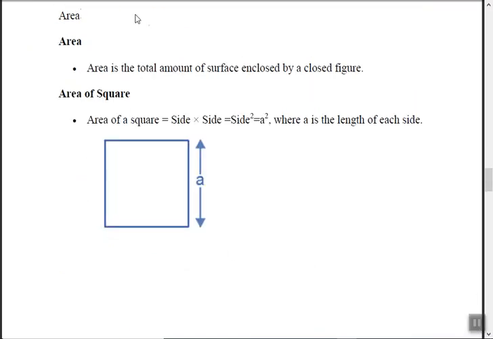Okay. Now what is area? Area is the total amount of the surface enclosed by a given figure. This inside part, how much it covers, that is known as the area. Perimeter was border. So area of square. What is the area of a square? Side into side. So side square, because square means all the sides are equal.